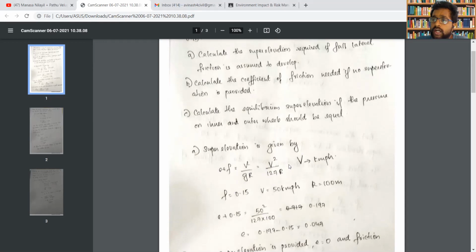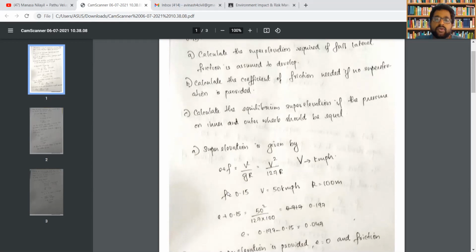In case you want to convert V into meter per second, what you need to do? 50 kilometer per hour is the given value of speed, design speed. You can convert it into meter per second by dividing it by a coefficient 3.6. So in this question, we are solving it as such. We are using the value in kilometer per hour itself and we are solving it.